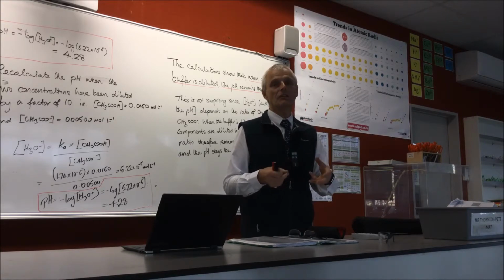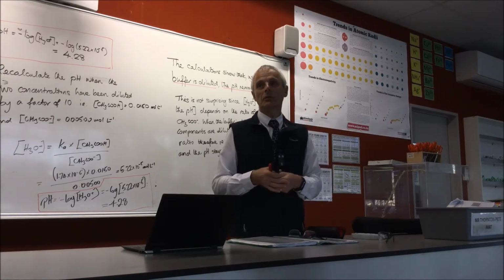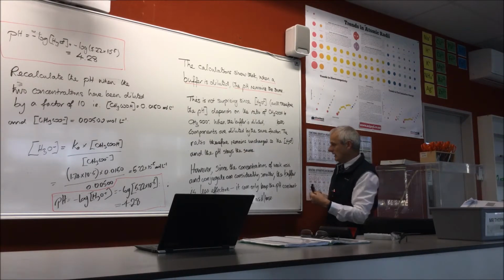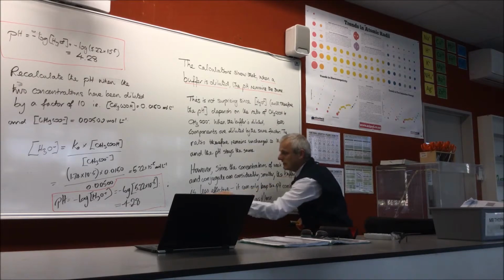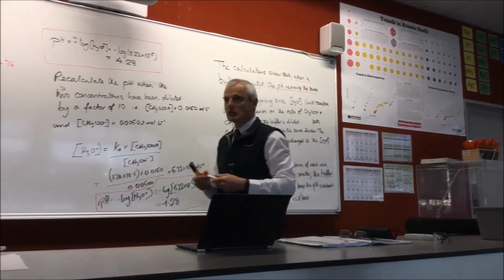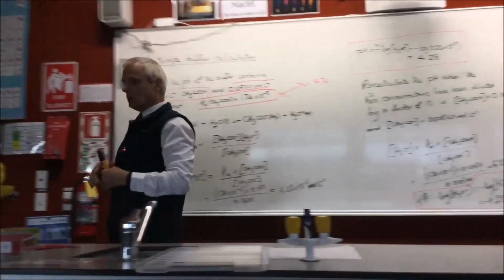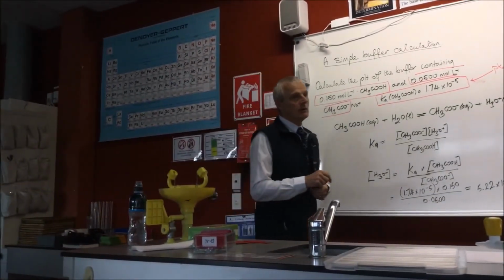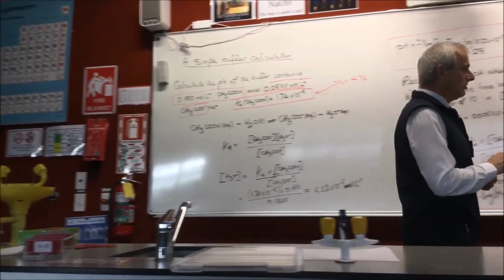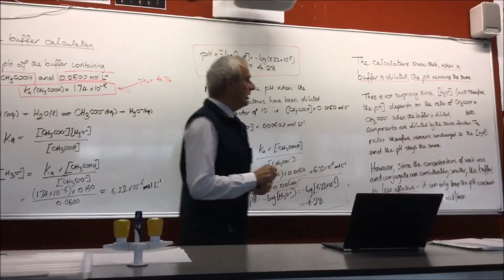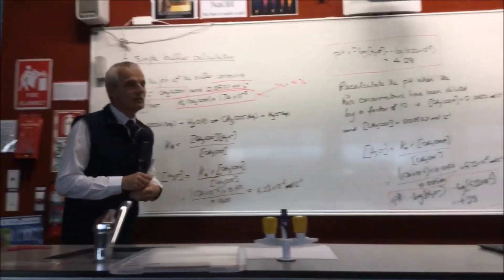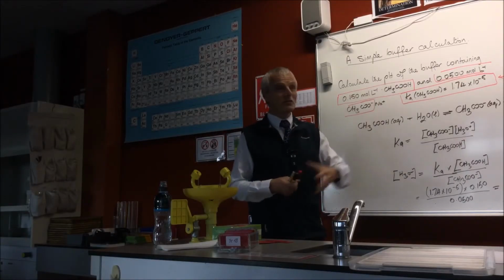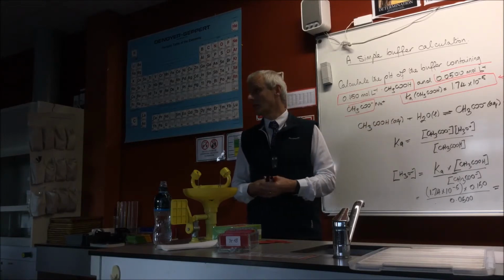Okay, it's not as effective as a buffer, but it still has the same pH. And the important part here is the buffer is less effective when it's diluted. So, in summary then, dilution does not affect the pH of a buffer, but it does make the buffer less effective. Yes? So, this sort of understanding is very important.